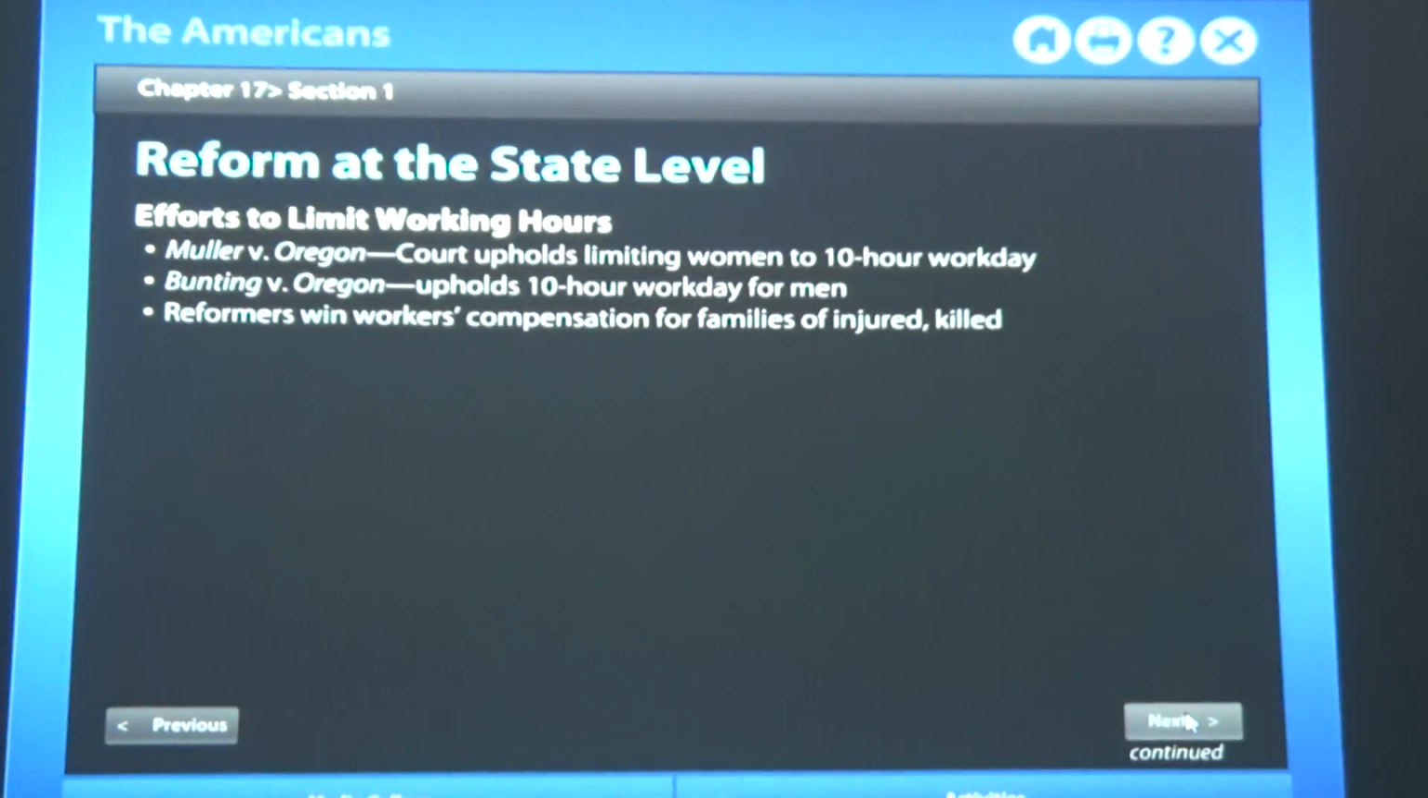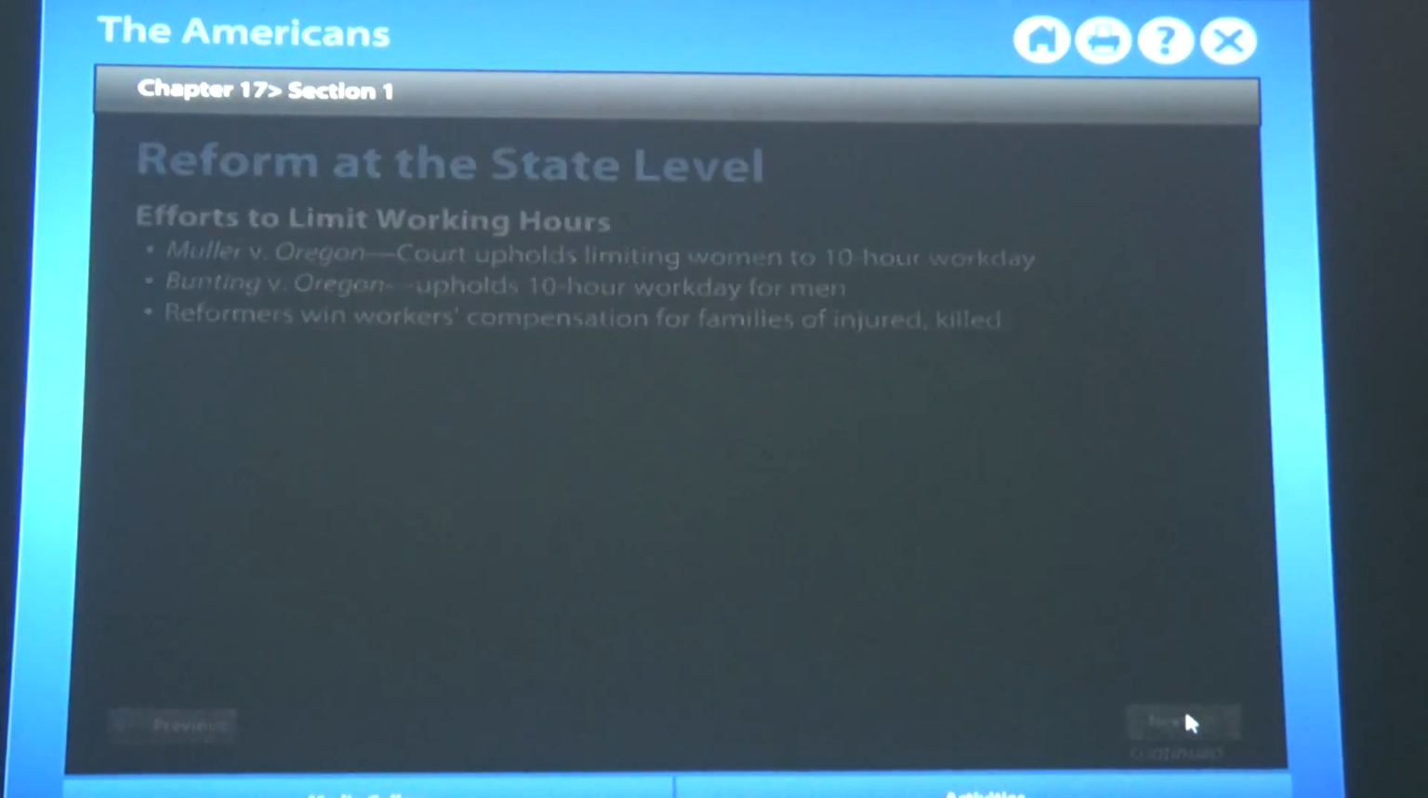Some court cases limited hours, and the idea of a 5-day work week and an 8-hour day comes out of this as well. Muller versus Oregon, Bunting versus Oregon. Basically, the idea of a 10-hour workday was the first thing, but later 8 hours makes sense because it's 8 hours for work, 8 hours for sleep, and 8 hours for yourself. And the idea of workman's compensation: if you get hurt or maimed at work, you should be able to get some money to support your family while you're out of work. So this is at the state level as well.